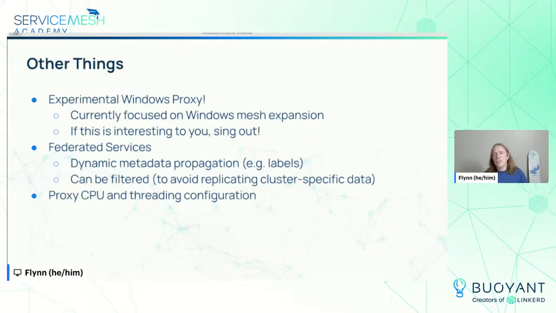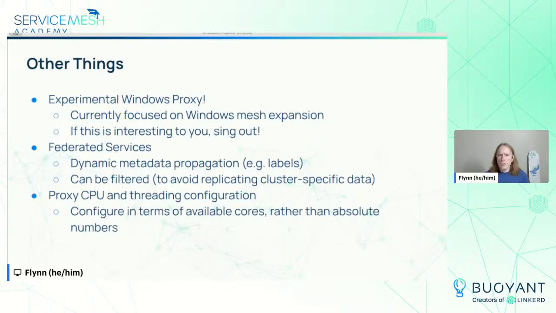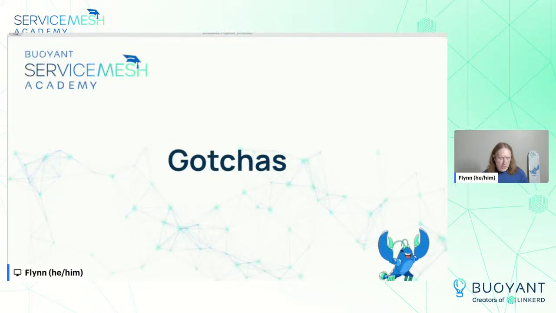We also changed the way you configure the CPU and threading stuff for Linkerd proxies themselves. Used to be that you had to say things like, you are allowed to use 2 CPUs. And you can now say things like, you can use half of the available CPUs, but not more than 2, or things like that. So if you're running Linkerd on big iron in weird situations, this can be a little bit more comfortable sometimes.